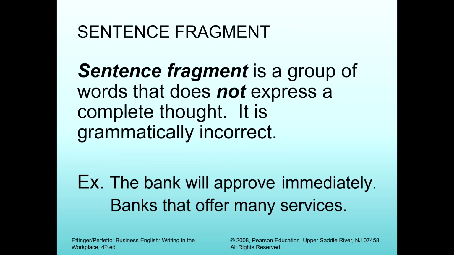Now, if you read that, the bank will approve immediately. It will approve what immediately? There's nothing there that follows the predicate, will approve, or the subject, the bank. So the bank will approve immediately what? So the sentence is fragmented. We're missing an object to complete the action of what is approved. And as you can see, the fragment that follows, banks that offer many services, period. Here certainly you can make a sentence using these two fragments, but as they stand there in front of you, the sentences are fragmented.